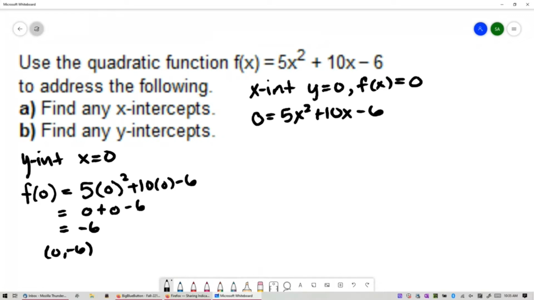And there's probably more than 4 methods, but 4 that I typically teach for solving quadratic equations. There's factoring, there's the square root method, completing the square, and the quadratic formula.